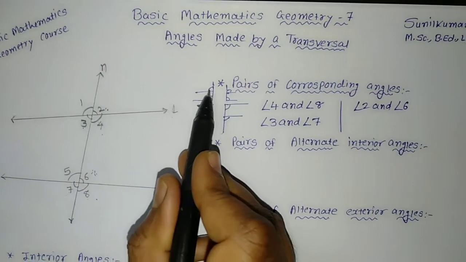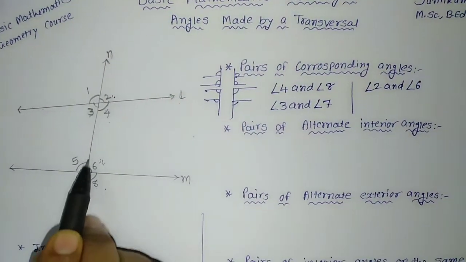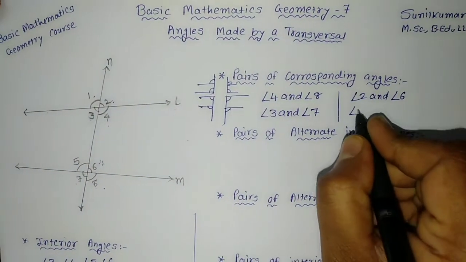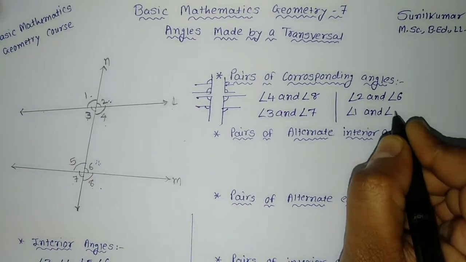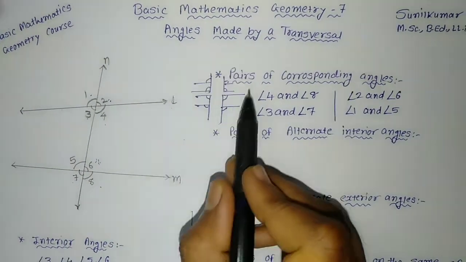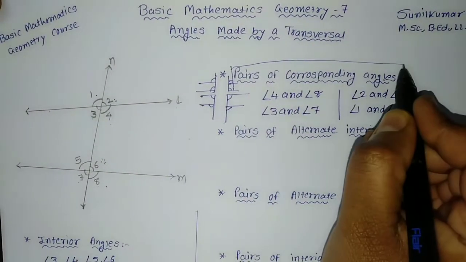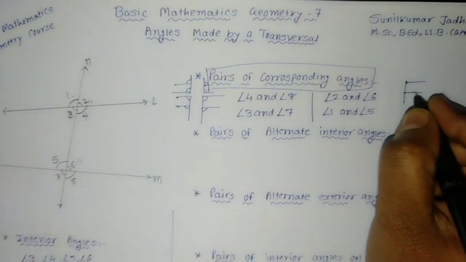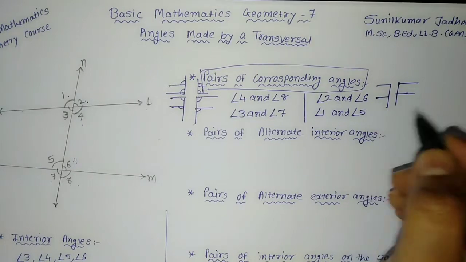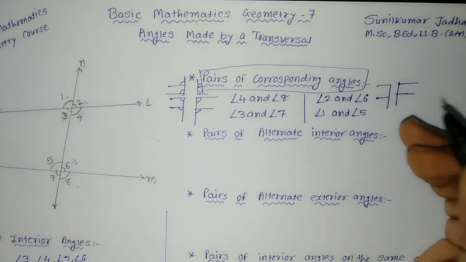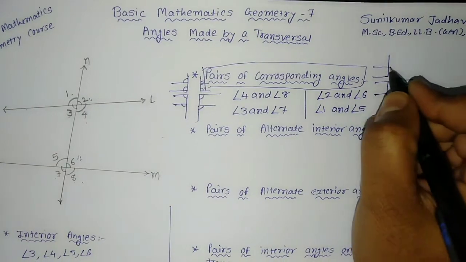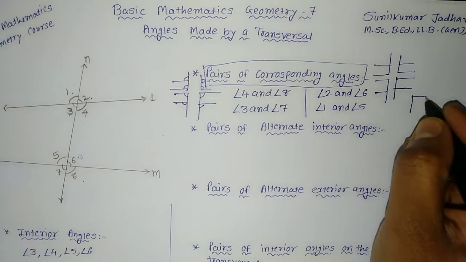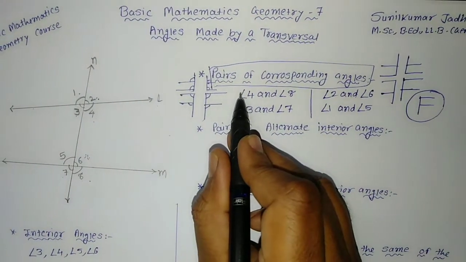In a similar way, on this side also the F is forming this way. You can see this F is forming over here. So what are the angles? Angle 1 and angle 5. So when this F is forming, remember it is the pairs of corresponding angles. For pairs of corresponding angles you have to remember the symbol F. Then you make it reverse, like you take the inverse image of it. Wherever the F is forming we need to find out the angles.